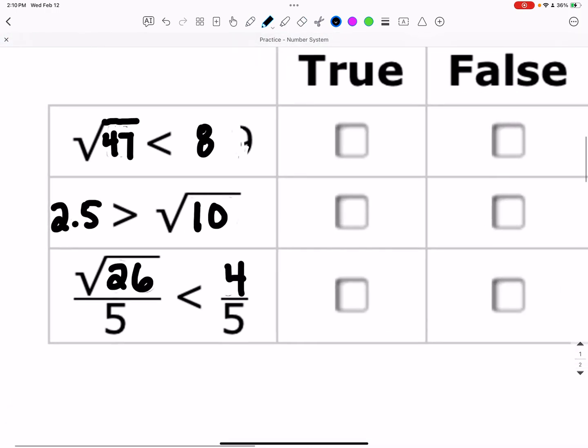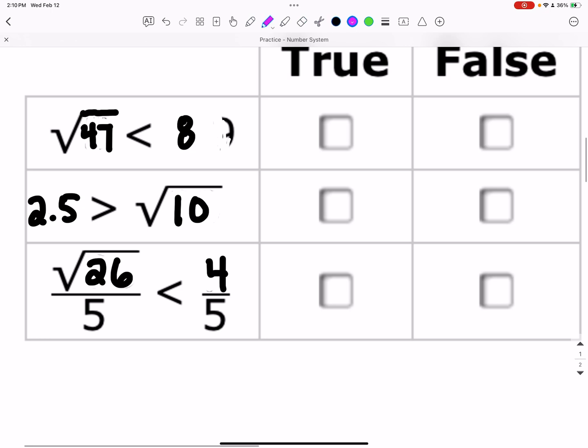Okay, let's see. True or false? I'm going to make these as dumb as possible. I don't know the square root of 47, but I know the square root of 49 is 7. So is 7 less than 8? Is 8 the bigger one? Yes, it is.